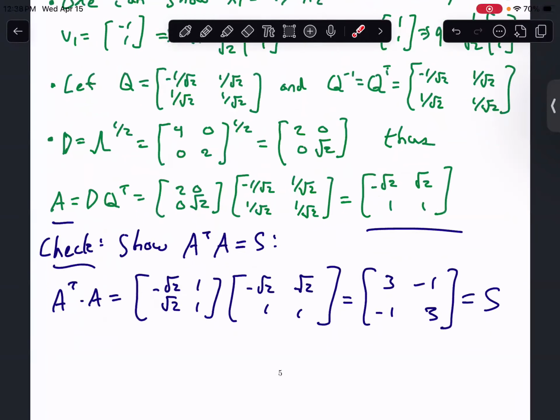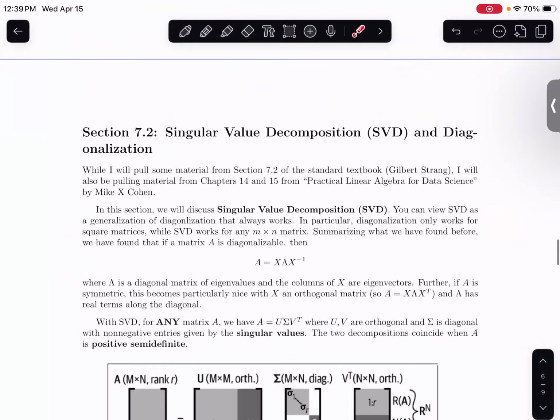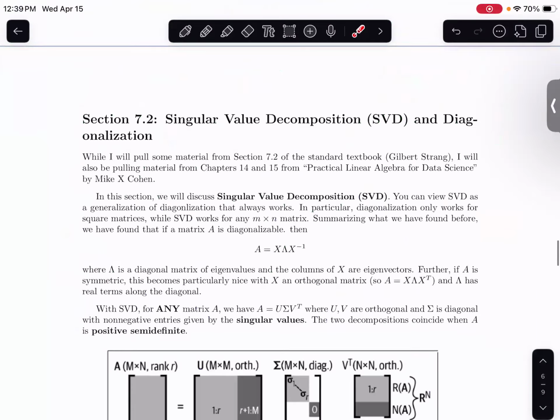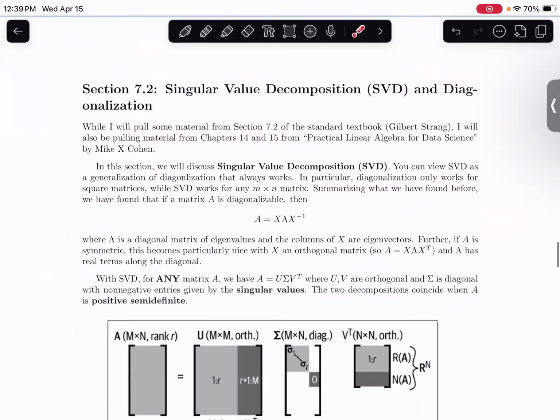Okay. So that's the end of section 6.5. Now we're going to go into singular value decomposition. This is a major result in linear algebra, and so I'm going to spend a couple of days talking about this. This section is more about the theory and where the singular value decomposition shows up, or how it's derived in the first place.